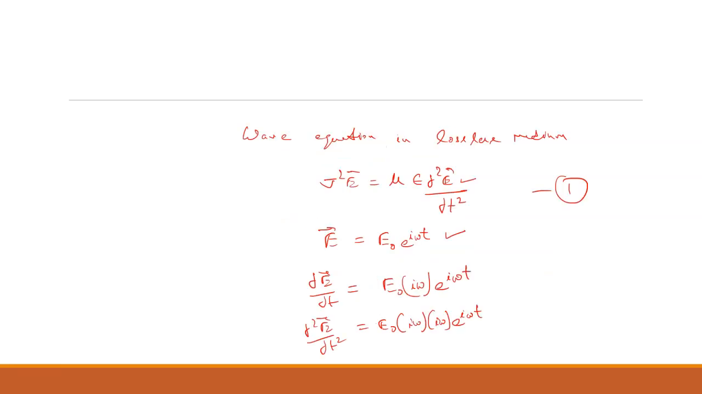Just start from the normal equation, then E is equal to E naught e raised to power iota omega t, differentiate 2 times and then put it here. You will get the vector Helmholtz equation.